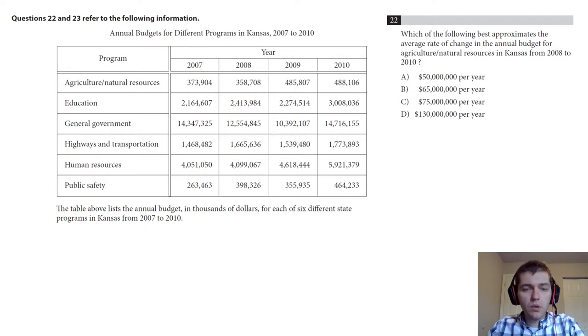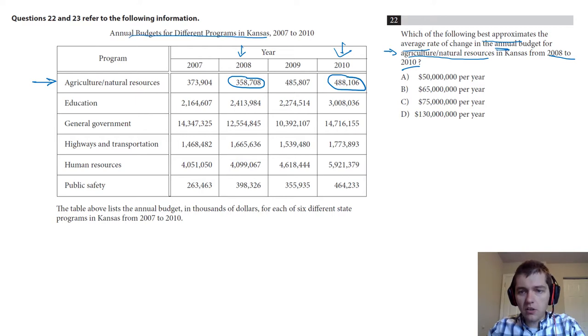Problem 22. They give you a big table, which is annual budgets for different programs in Kansas. Before absorbing the table, read what they're going to be looking for. Which of the following best approximates the average rate of change in the annual budget for agriculture and natural resources in Kansas from 2008 to 2010? Okay, so referring back to your chart, you know that what you're looking for is agricultural natural resources. So all you'll be looking at is this row here. You'll be looking for which best approximates the annual budget change between 2 years. So they have 2008 to 2010. So the numbers you'll be interested in are this one and this one.